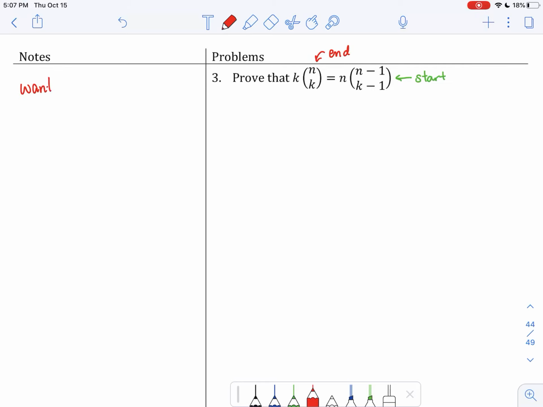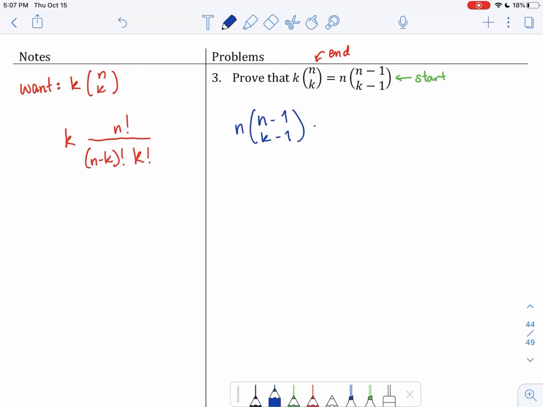So what we want is k times n choose k, which I might even expand out a little bit more as n factorial over n minus k factorial times k factorial. And that tells me I know that I'm done when I arrive at that point. So I'll start with n times n minus 1 choose k minus 1. I'm going to start by expanding out using the factorial. So that's n times n minus 1 factorial, over n minus 1 minus k minus 1 factorial times k minus 1 factorial.